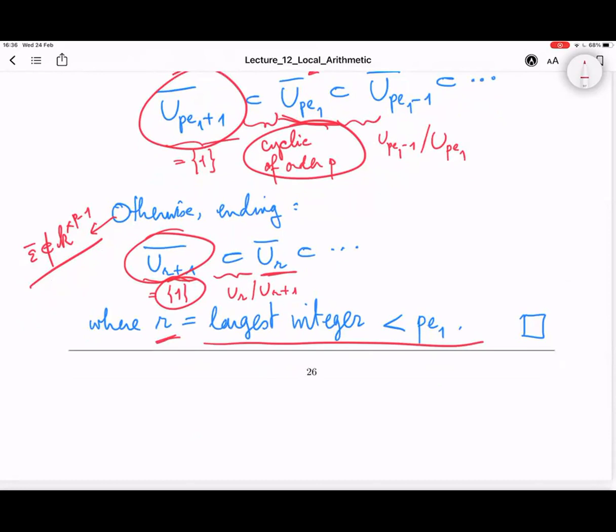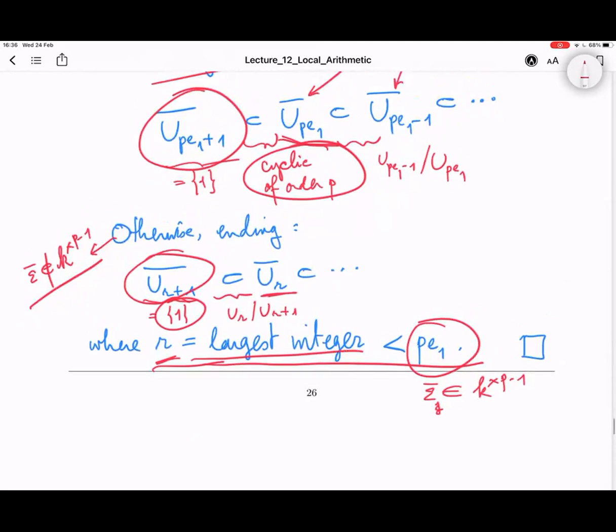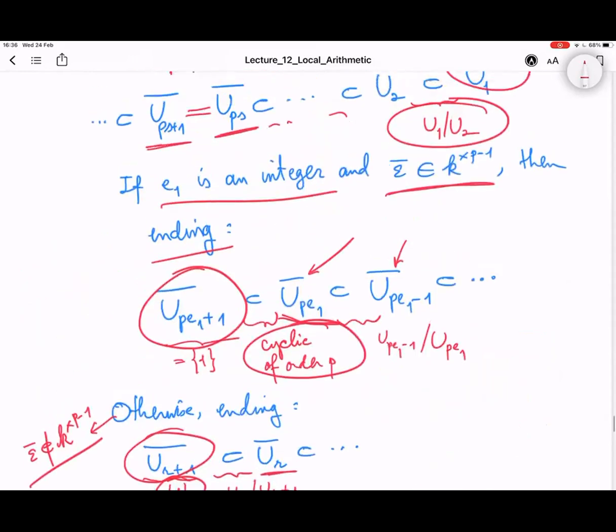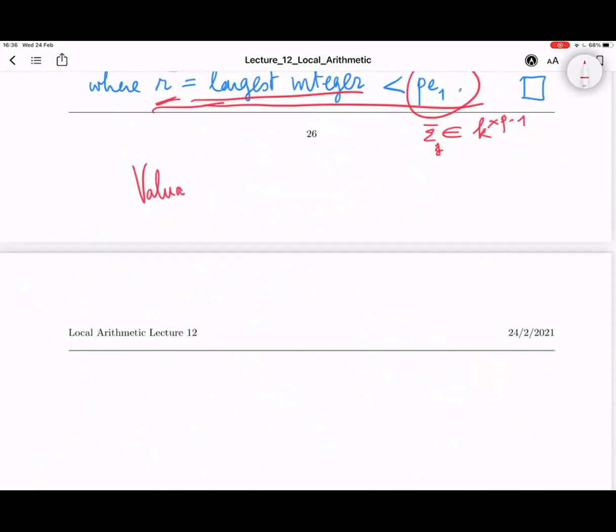where r is the largest integer strictly less than pe1. So when epsilon bar was in K star to the power p minus 1, it ended at pe1. Here it ends at the index r, which is the largest integer strictly less than pe1. So you go through this again. You ask me questions by email if you have any. And next time we will start a sort of new topic, which is valuation theory.